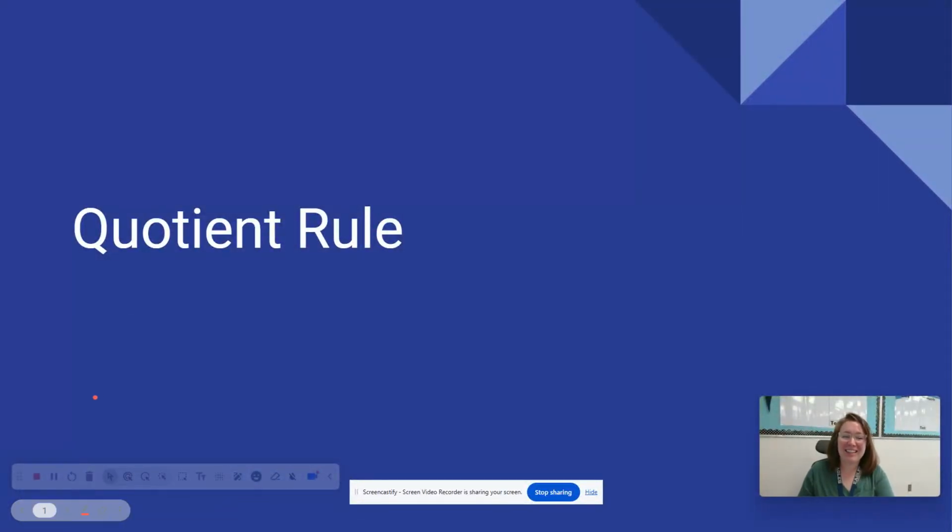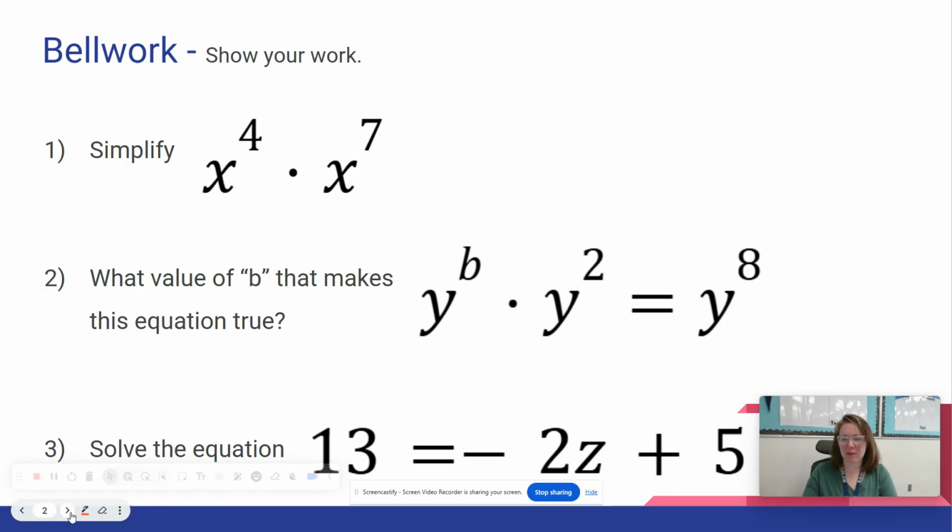Hi! Today in class we learned about the quotient rule, or the quotient rule of exponents specifically. So we're going to go over what we did in class. First you came in and worked on bell work.